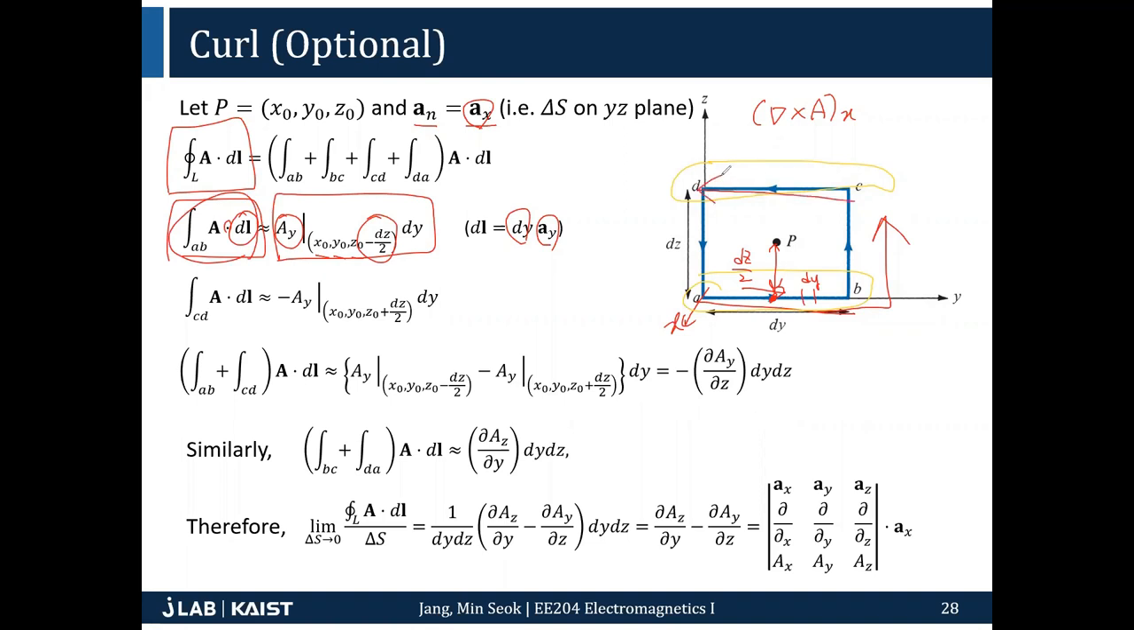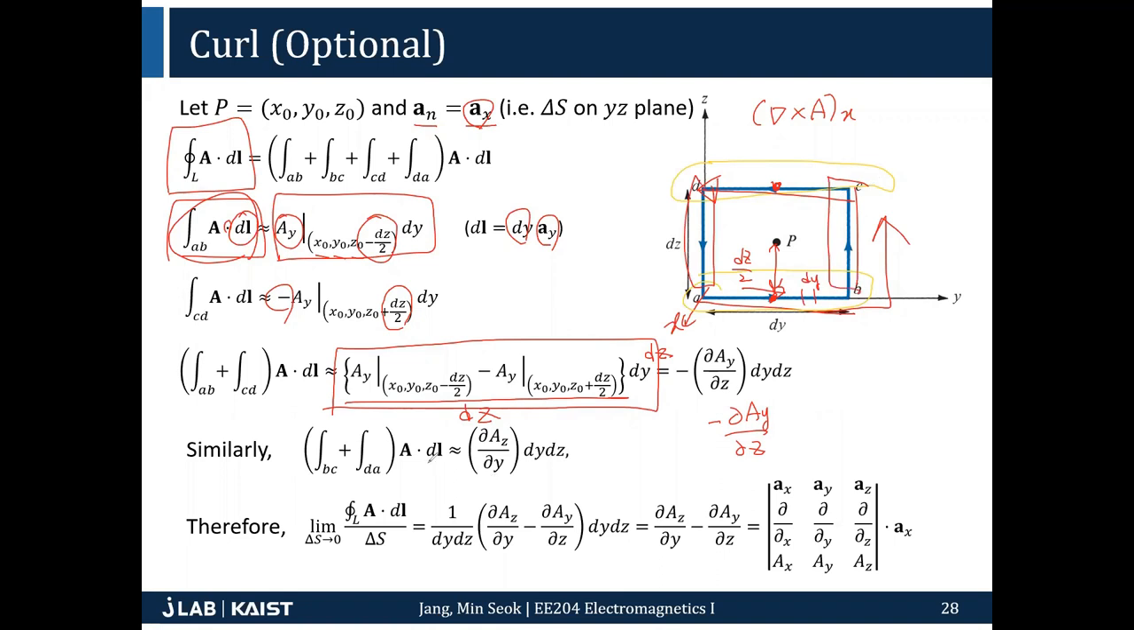Similarly, if you do the same thing for this side, now the direction of the integral is flipped. So you have a minus sign, and then you have to evaluate A at this position. So you have a positive sign rather than negative dz divided by 2. If you add them up, you have this equation. And then here the same. You multiply dz here, divide dz in front. And you can see the upper part is nothing but negative partial A_y over partial z. Similarly, if you do the same thing for these two lines, you get partial A_z over partial y, dy dz.